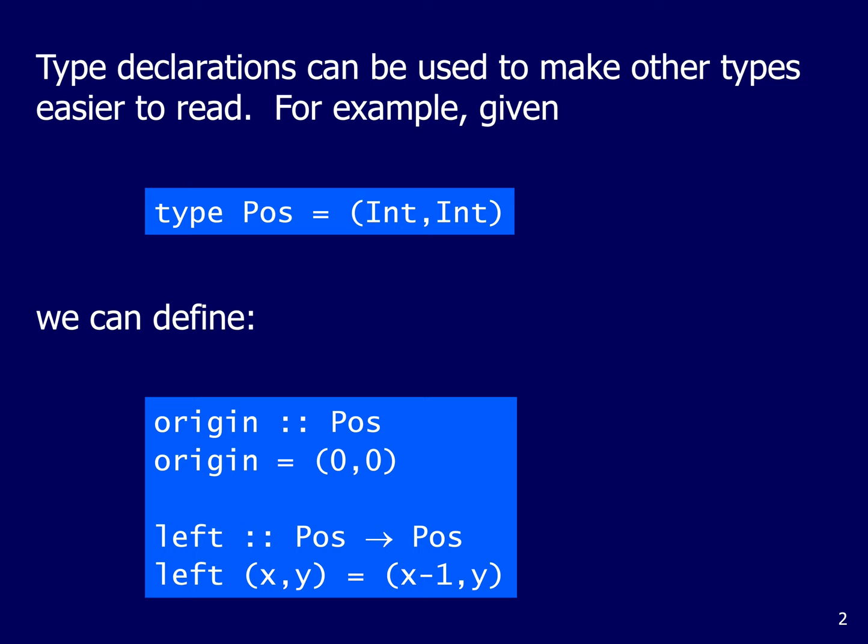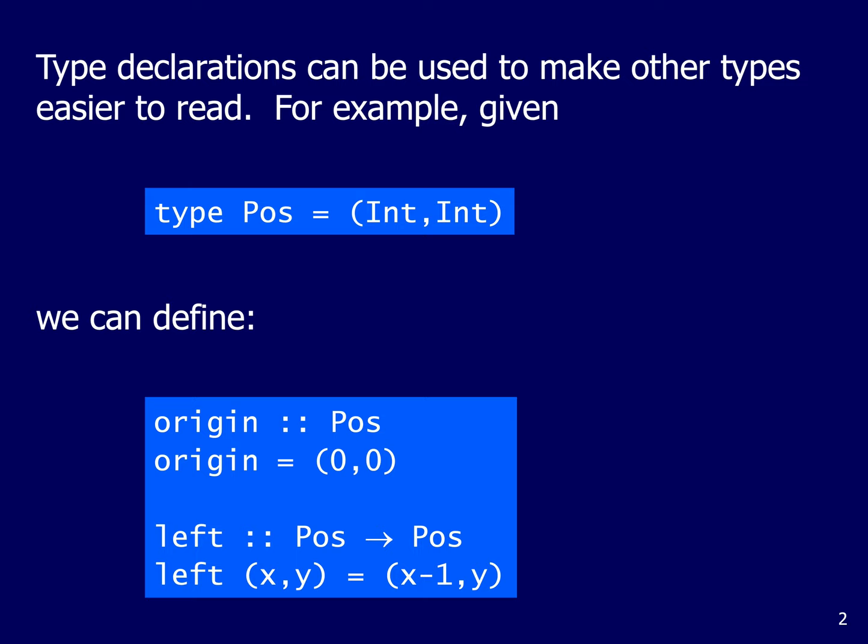Once I've declared a type like that, what I can do is use it to make some other types a bit easier to read. I've given two simple definitions in the blue box at the bottom. I've defined the origin, which is just (0, 0), and that is a position. So origin has type Pos. That's much nicer, I think, than writing the origin as a pair of integers, because if you have just a pair of integers, it could be any old random pair of integers, but we want them to be interpreted as positions here. So we're using the type declaration Pos to make that explicit.